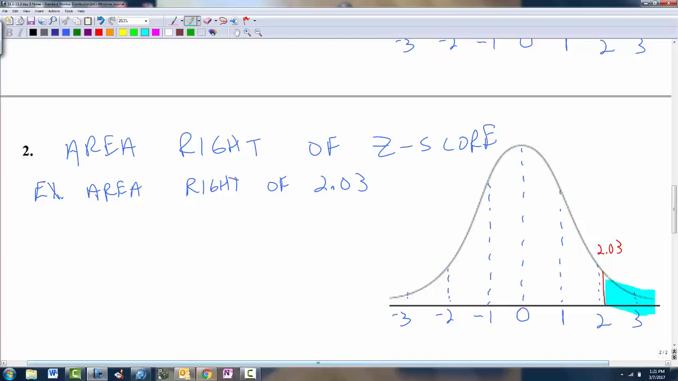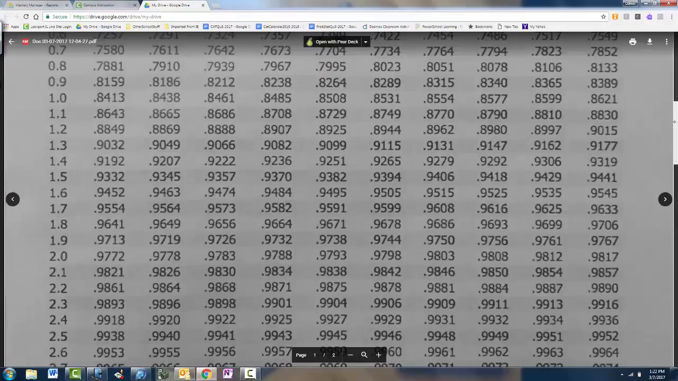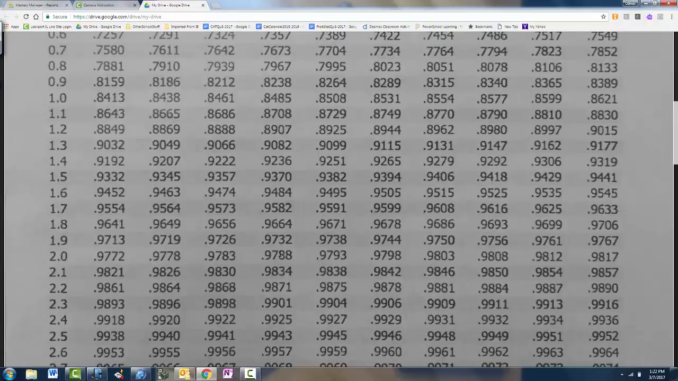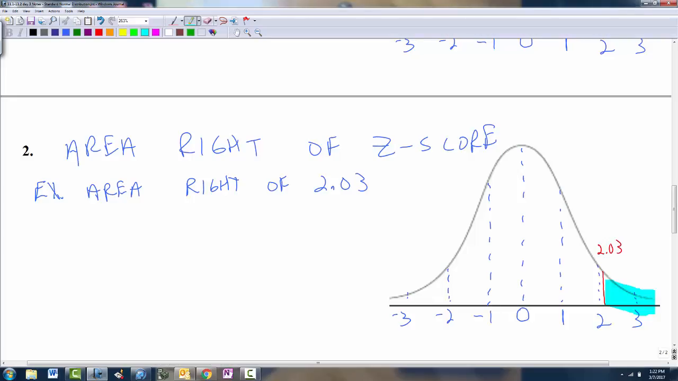So I will keep going to that chart. What did it say, 2.03? Well, there we go. 2.00, 2.01, 2.02, 2.03, right here. So it's 0.9788, but it's going to be 1 minus 0.9788, because this is 0.9788, the yellow, all the stuff left of this. So what I want is the complement of that. So that's why I do what I do.